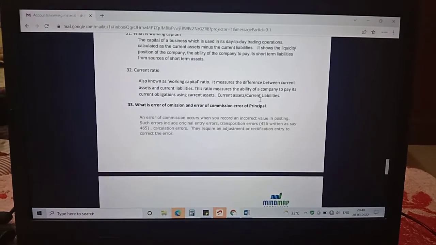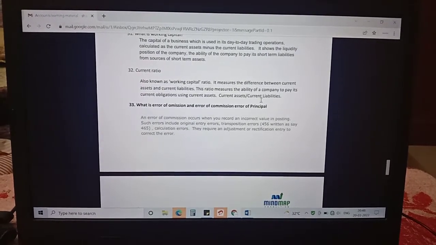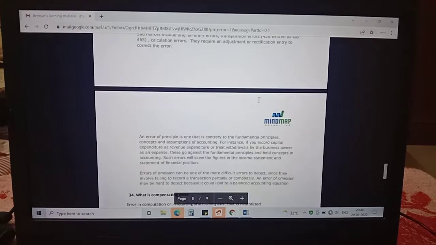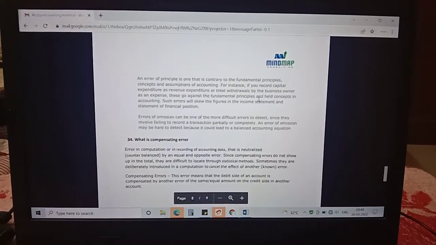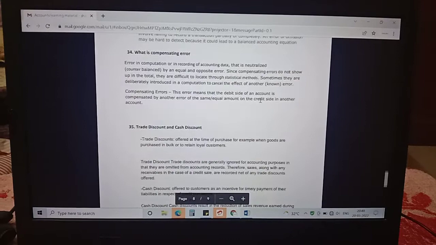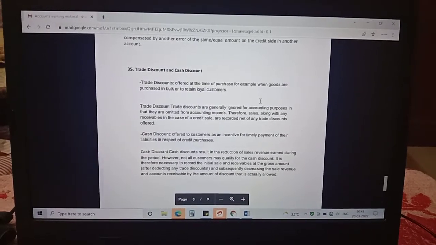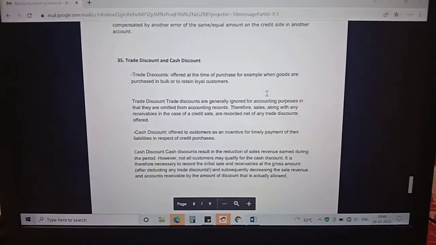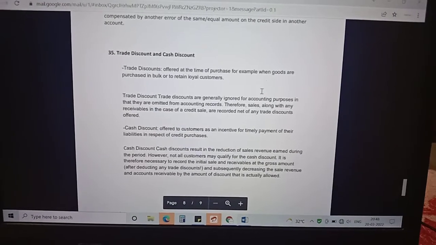What is the error of omission and error of commission, error in principle? So compensating error, trade and cash discount. So let's have a look on this trade and cash discount.